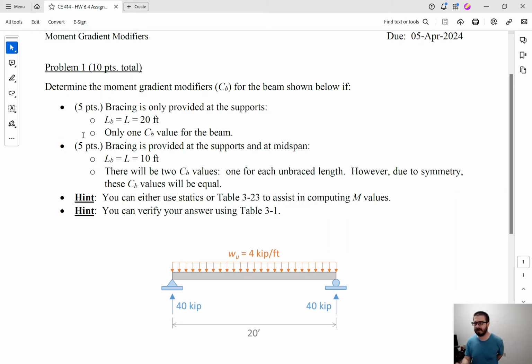But the real hints, the two hints, is that number one, you can use statics or you can use table 3-23 to compute the M values, because you don't need to cut sections and do any of that stuff for this problem. If you look up table 3-23, there's actually a moment function already derived for this problem. So you can just plug and chug from it. And the other thing is, and we haven't talked about it until right now, but there is a table 3-1 in the manual that you can verify your answer with. The purpose of this assignment is to just get comfortable with computing CB values, but you can also look it up in the manual.